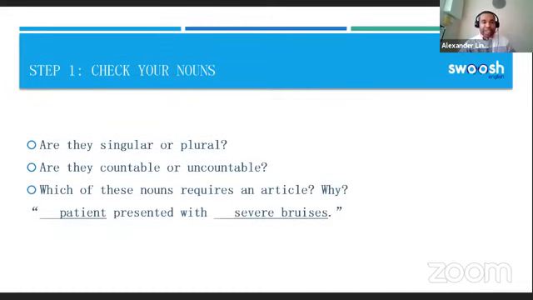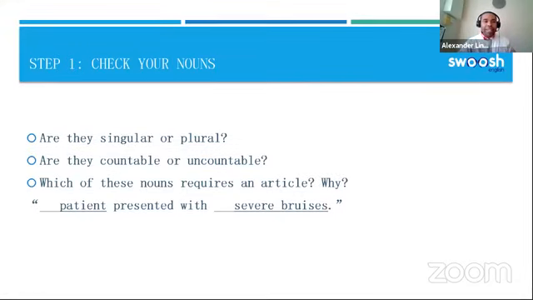So bruise is countable. It's not uncountable, but used in the plural form, we cannot use a or an, okay? We could use some potentially, but some is referring to the fact that there's a limited number. Generally speaking, we just wouldn't use an article or a determiner such as some in this case. So just severe bruises, zero article in this case, okay?